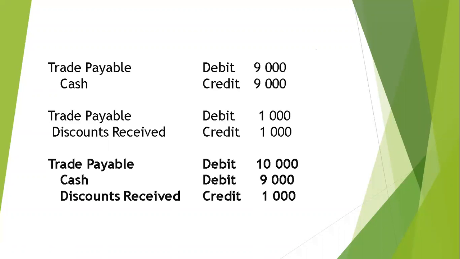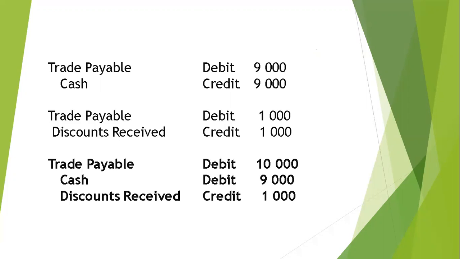The next step, we have already learned the entry for discount received. When we are receiving the discount, it's an income. So our income is going to increase. So we are going to credit the income account. That means we are going to credit discounts received by $1,000, and we are going to debit trade payables because the liability is going to decrease. If liability decreases, we are going to debit the entry. So we are going to debit trade payables by $1,000.